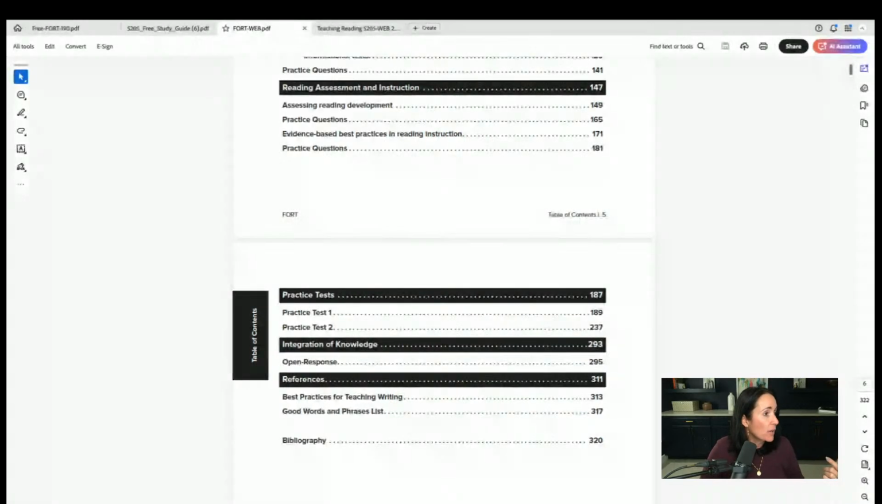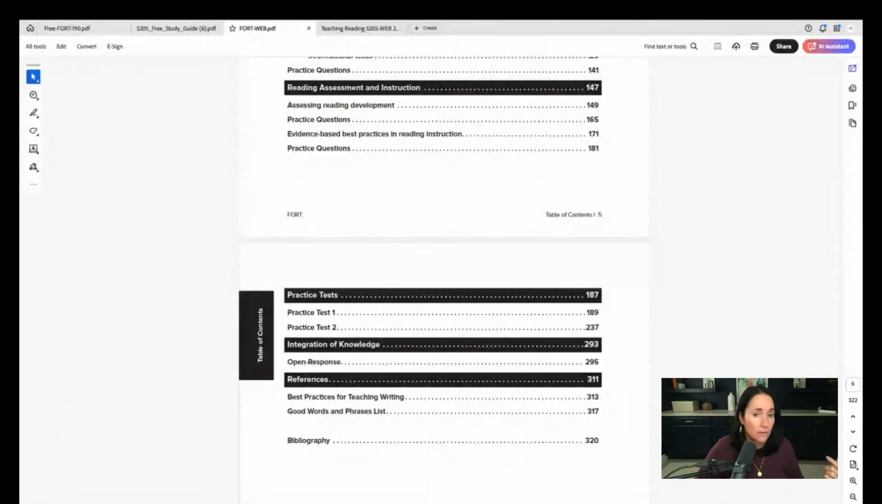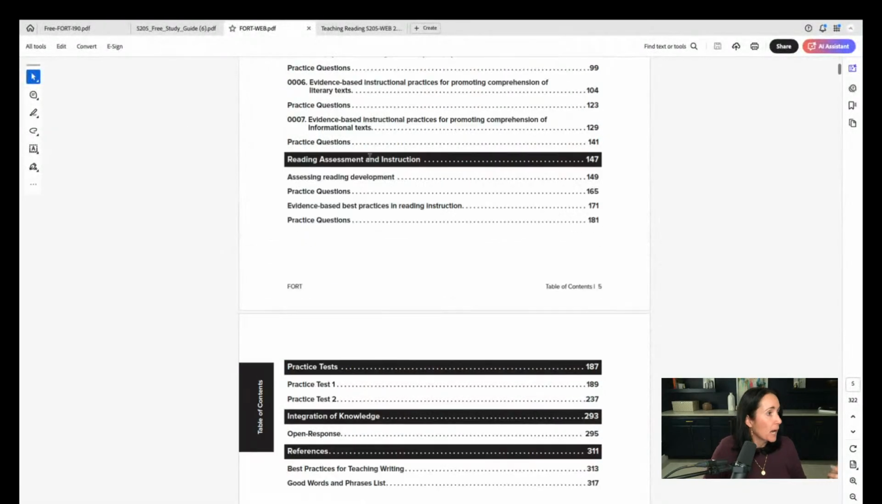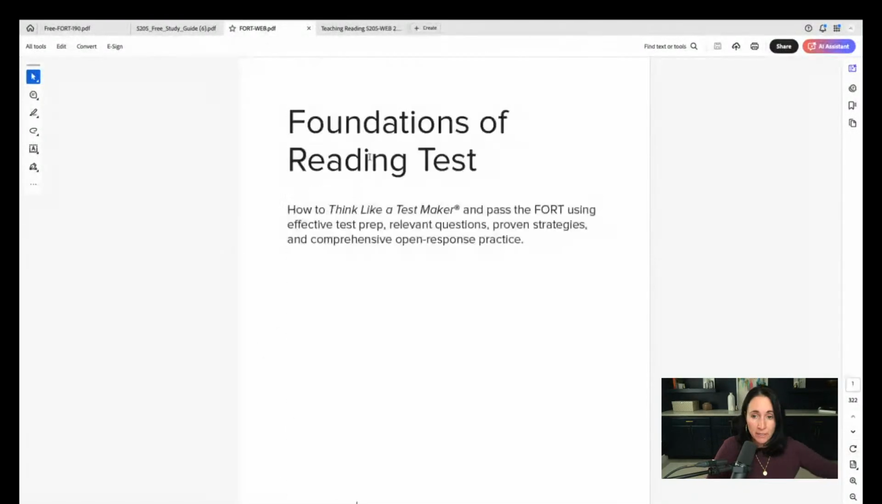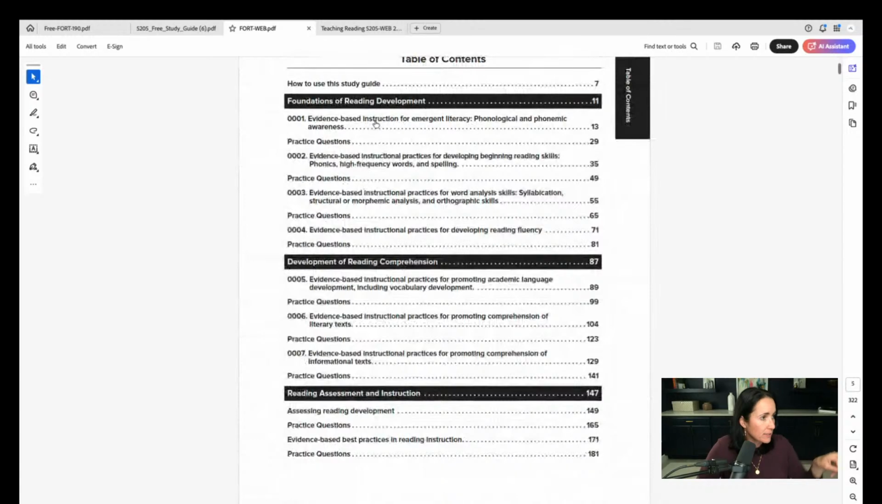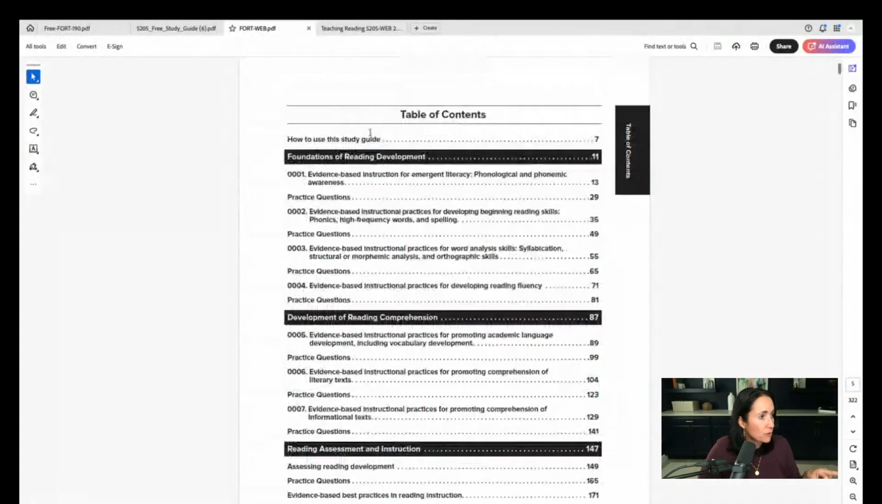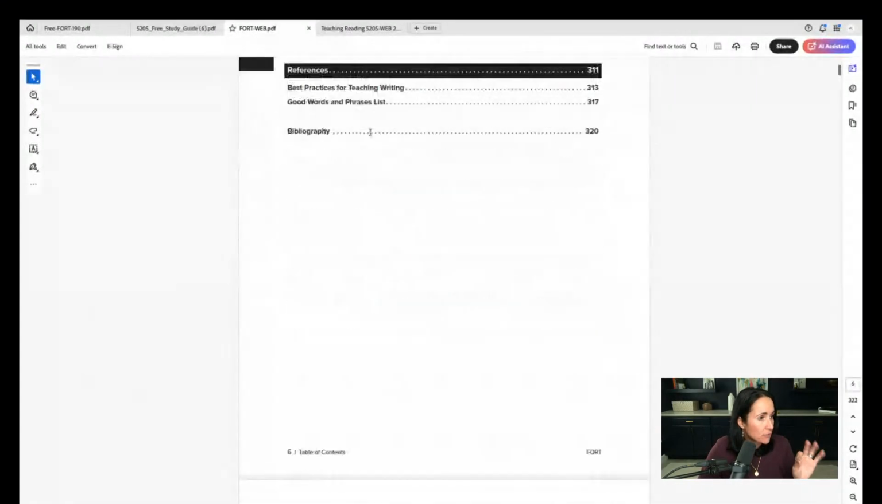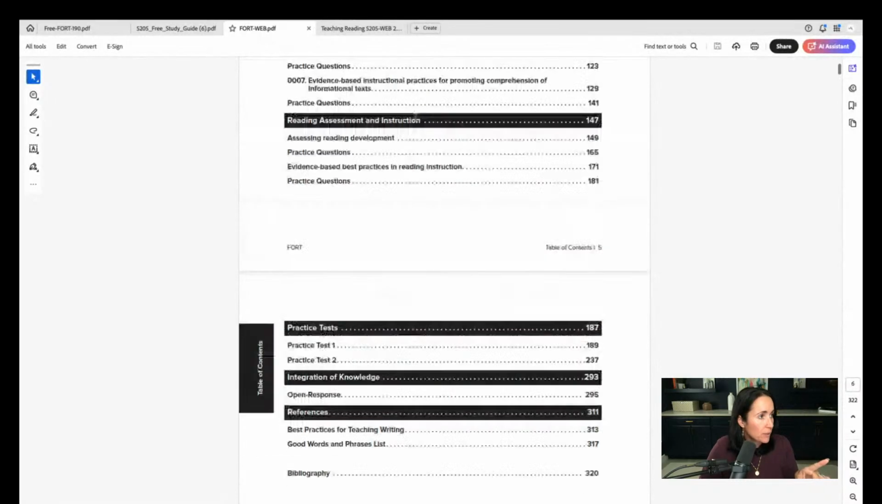Okay. Now, beyond that, we have the full study guide, much bigger. So this is the full study guide for the Foundations of Reading. You can see that it's very big. It's got tabs. There's over 250 questions here and a full comprehensive open response section. We're going to do some of that today, but I just want to show you the difference. And I'm going to show you the categories on the exam, on both exams. You can see it's over 320 pages.